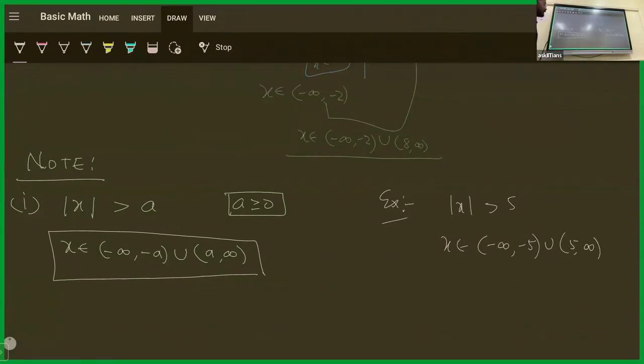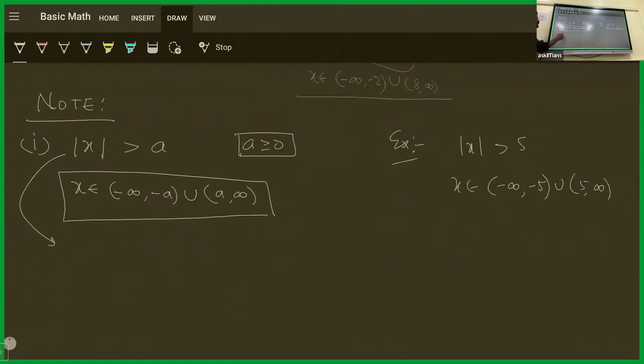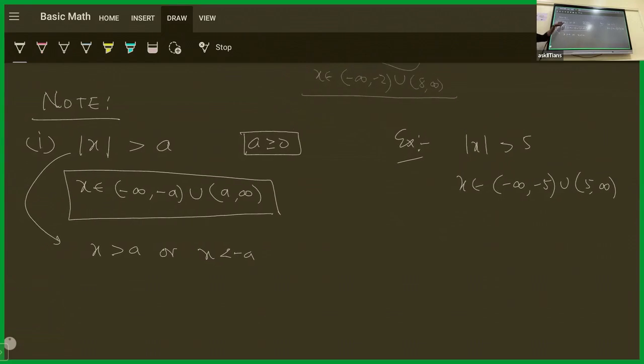अच्छा, इसको थोड़ा सा और elaborate करना चाहो तो ऐसे लिखेंगे. We will remove mod from here, and when you remove mod, so directly we can write this as either x is greater than a और x is less than minus a, और इन दोनों क्लब करोगे तो we'll get this answer. So whenever modulus of x is greater than a, we'll get two cases, x is greater than a और x is less than minus a.